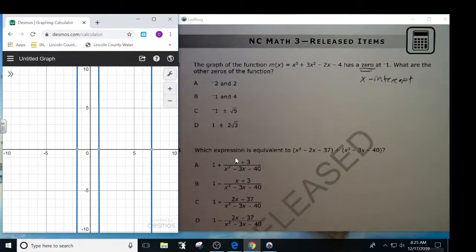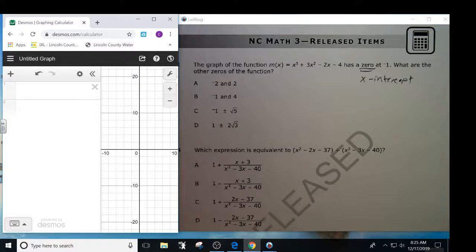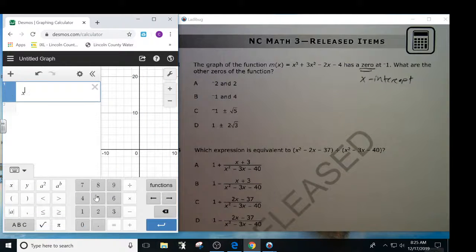Now, if I plug this in, x cubed plus 3x squared minus 2x minus 4, what I want to know is what are the other zeros of the function? Remember, if you roll over the gray dot, it will show you what the coordinate is. Here's the x-axis, so all I care about are these 3 x-intercepts.